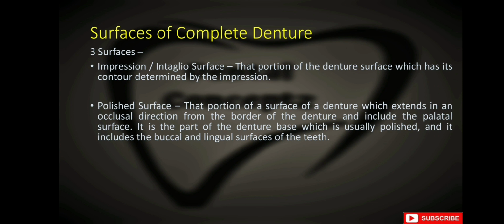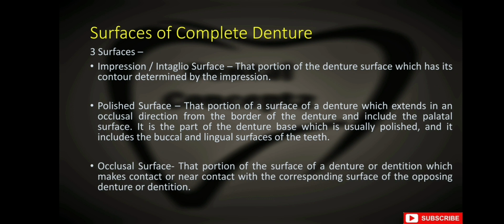It is the part of the denture base which is usually polished and it includes the buccal and lingual surfaces of the teeth. The occlusal surface is that portion of the surface of a denture or dentition which makes contact or near contact with the corresponding surface of the opposing denture or dentition.